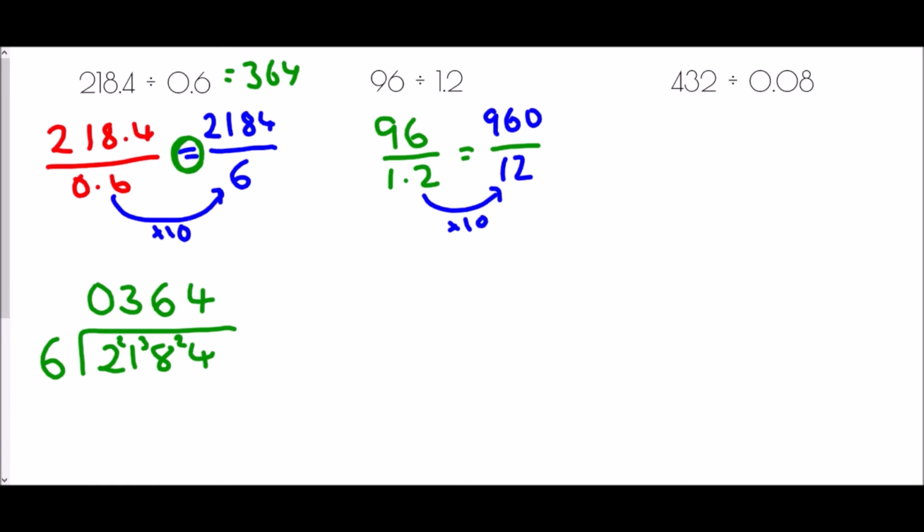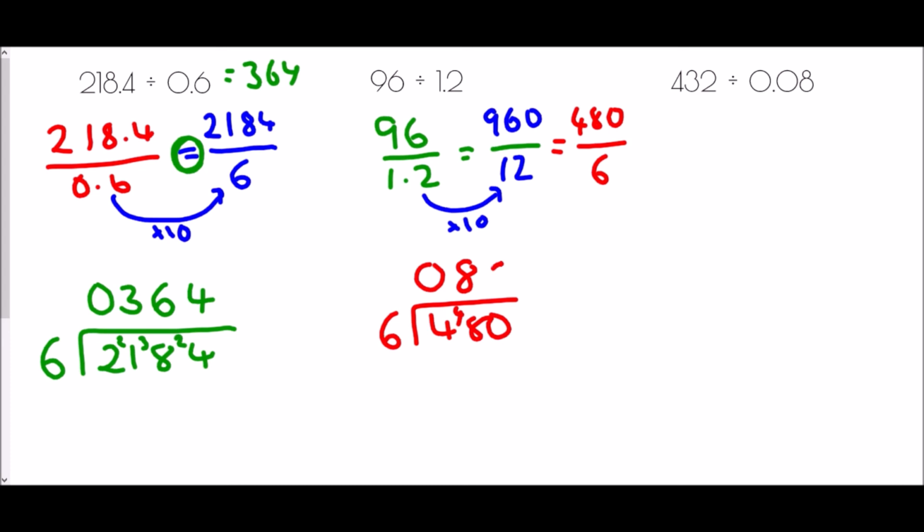If you wanted to, you could actually simplify this fraction. They're both even numbers, so we could make them 6 on the bottom, and half of 960 is 480. And so we could now just do how many 6s go into 480. Well, 6 goes into 4 0 times, with 4 left over. How many 6s go into 48? It is 8 exactly. And how many 6s go into 0? It's 0. And so the answer here is actually 80.